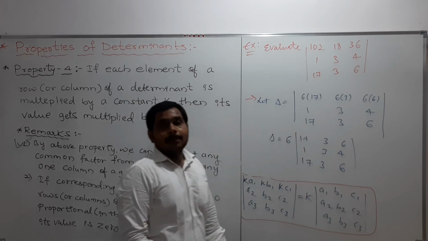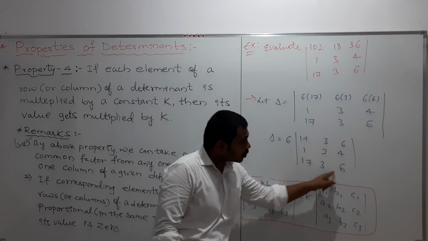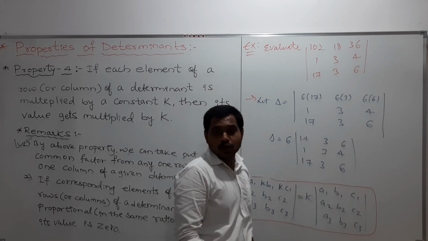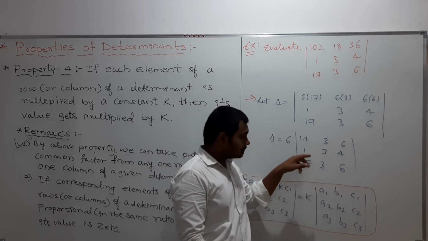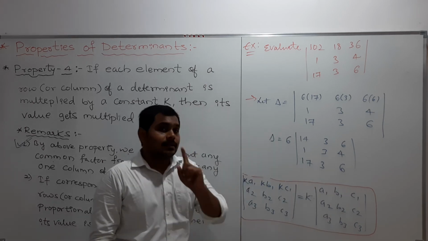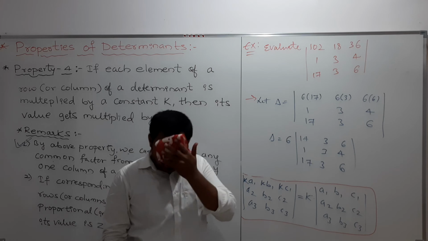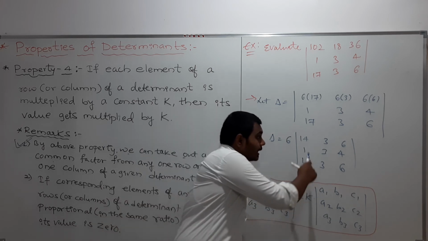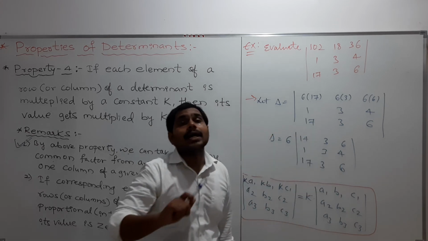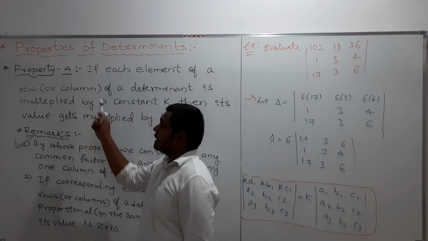Clear? Yes. My dear students, next you can observe here, in this determinant, row 1 and row 3 are similar. Am I correct? Yes. Here in row 1 the elements are 17, 3, 6, and the same in row 3, the elements are 17, 3, 6 only. Clear? It means, as we discussed in the previous video, that is property number 3. What I discussed in property number 3: in a determinant, if any two rows or any two columns are identical, then the value of this determinant is equal to 0. That I discussed in property number 3.